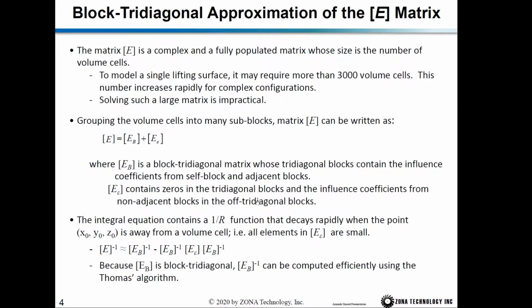And because the integral equation contains a function of 1 over r, where r is a distance, this function decays rapidly when a control point is away from a volume cell. So all elements in E sub epsilon are small. So we can approximate the inverse of E by this equation, because E sub B is a block tridiagonal matrix. The inverse of E sub B can be computed efficiently using the Thomas algorithm. And later on, we're going to show that when you set up the Z-Trin volume block model, you have to help Z-Trin to establish the block tridiagonal form.